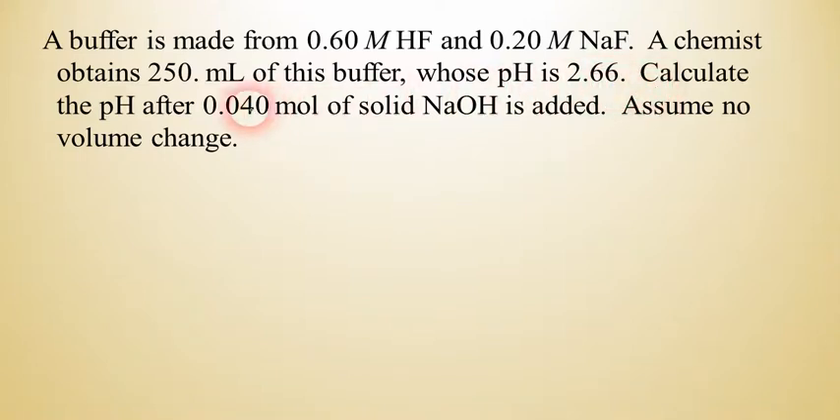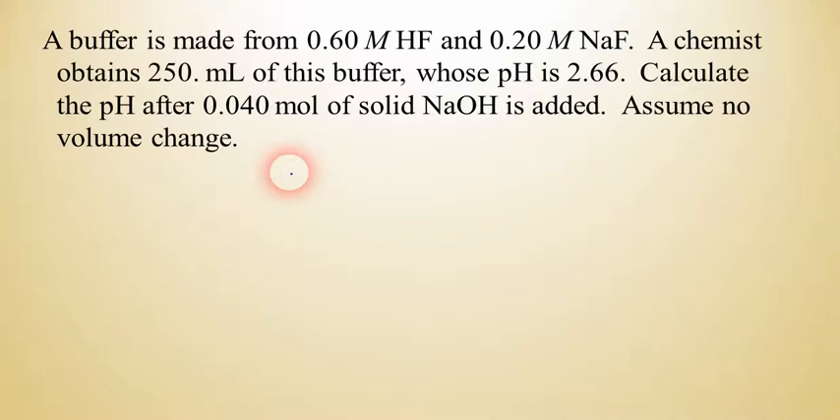We're going to add 0.040 moles of solid sodium hydroxide. So that is some really basic stuff. Let's find the pH after we do that. Now, we're going to assume that there's no volume change, that by adding the solid sodium hydroxide, it's not going to change the 250 milliliters by any significant amount, which is a big assumption, but we're going to make that.